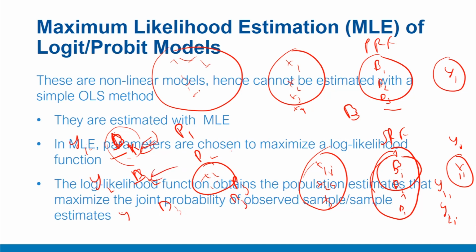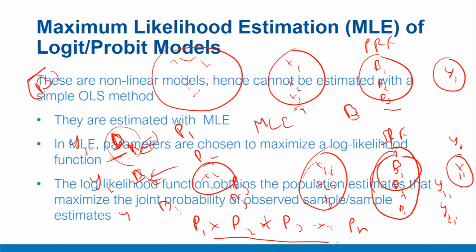And then ultimately, if you want to jointly maximize this probability of observing all this, what will be the joint probability of observing all these parameter estimates, p1 into p2 into p3 and so on up till pn. If you have n observations, then this is the joint probability of having these observations, and each observation maps to a particular set of parameter estimates. Then essentially as a part of MLE, we are trying to find those population parameters, those population parameter vector B, which maximizes this joint probability of observing the sample parameters.